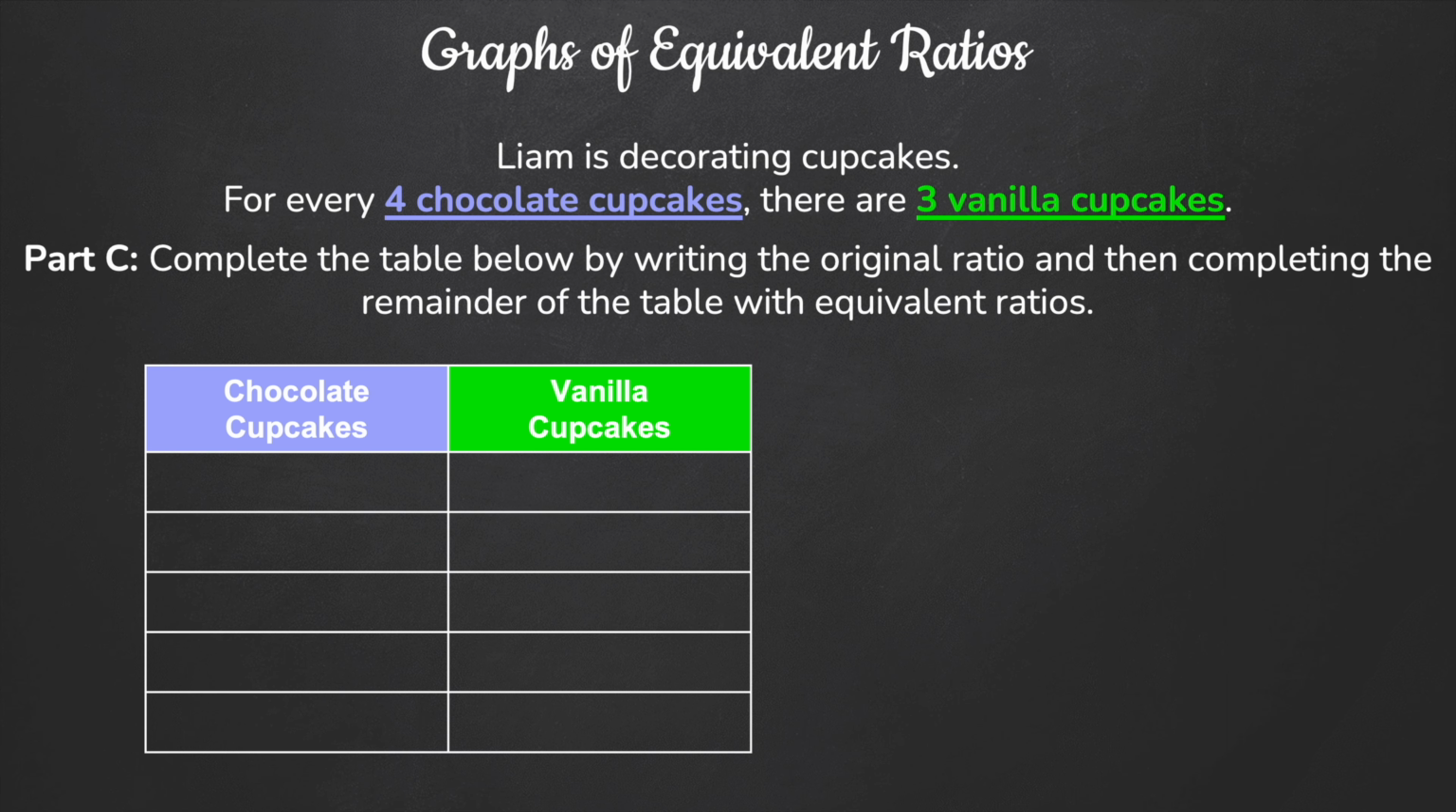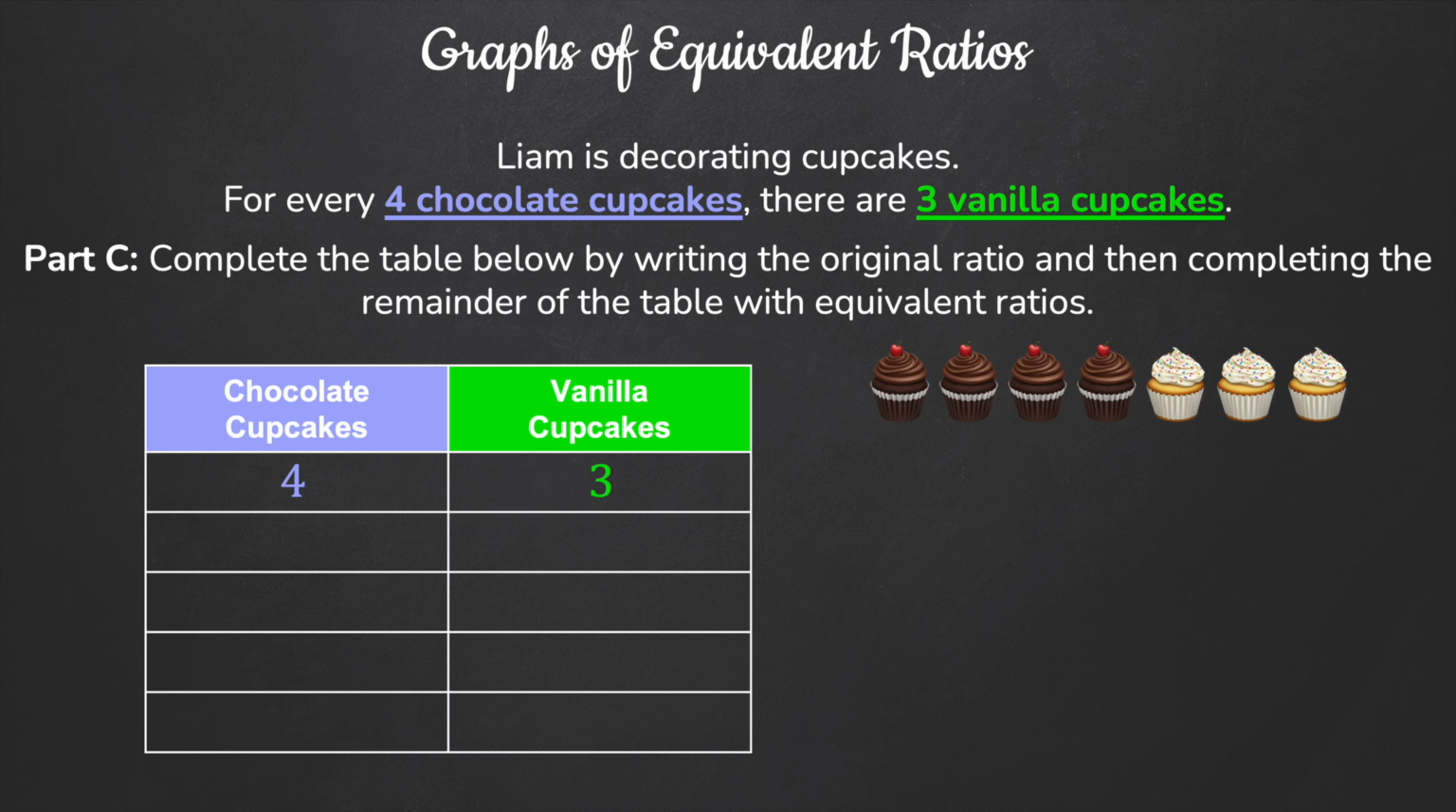All right, so part C says, complete the table below by writing the original ratio and then completing the remainder of the table with equivalent ratios. So we know that our ratio is 4 chocolate cupcakes to 3 vanilla cupcakes. So we're going to go ahead and write that in our table. Now, in order to come up with equivalent ratios, we're going to take our original ratio and multiply both the chocolate cupcakes and the vanilla cupcakes by the same number.